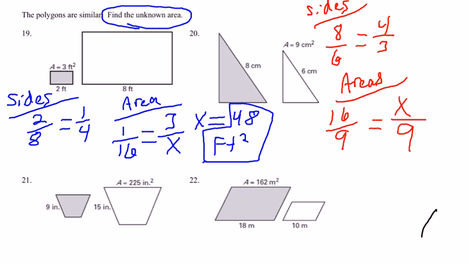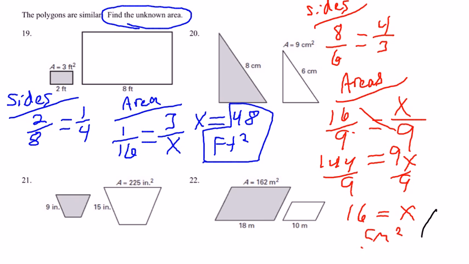So now we can cross multiply. 16 times 9 is 144. 9 times x is 9x. Divide by 9, and your answer is 16 square centimeters.